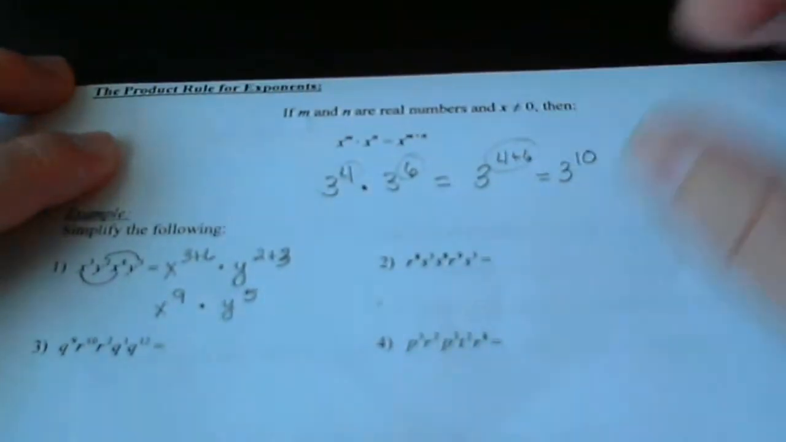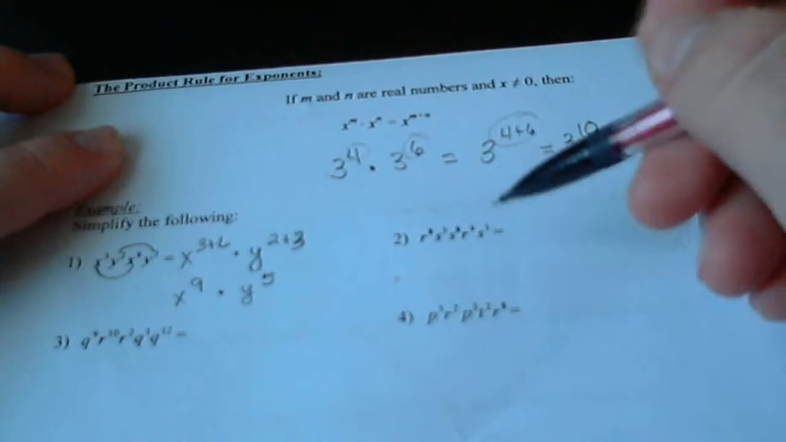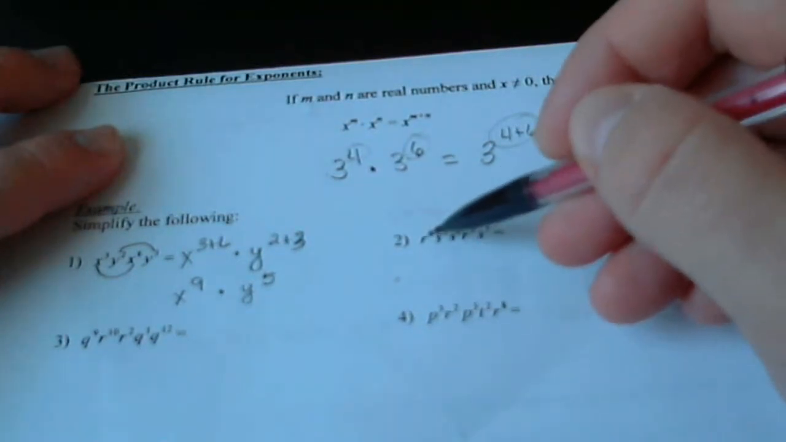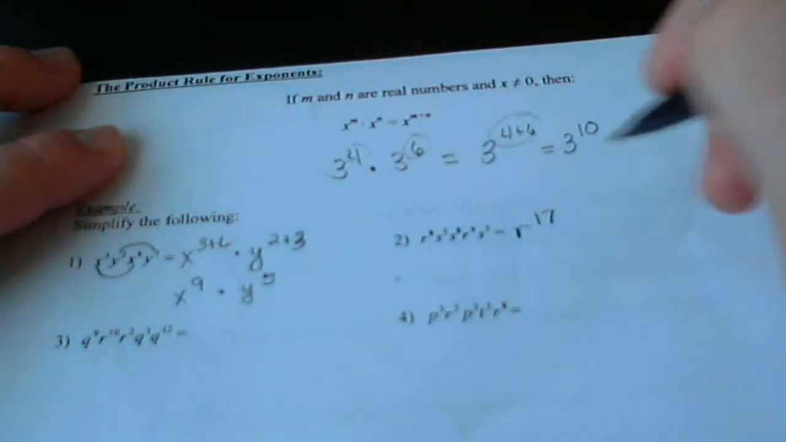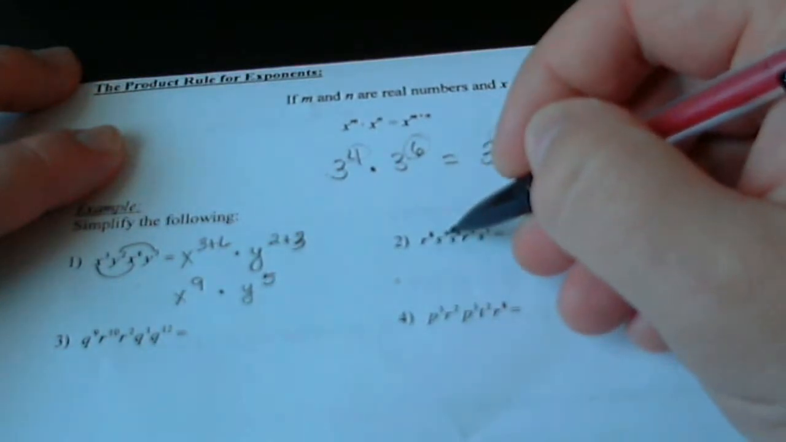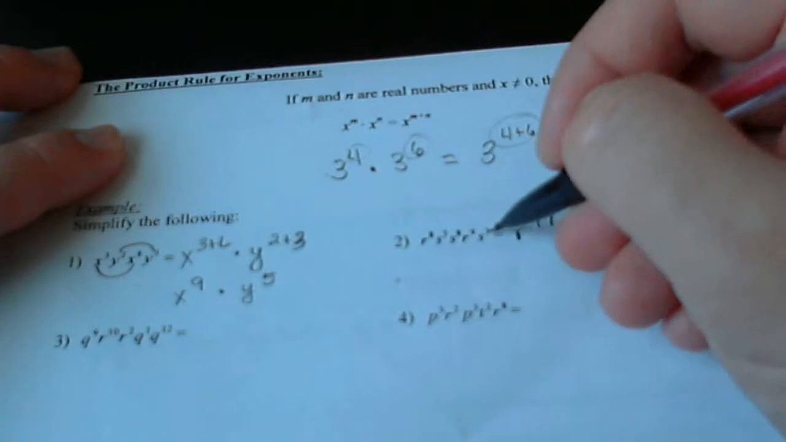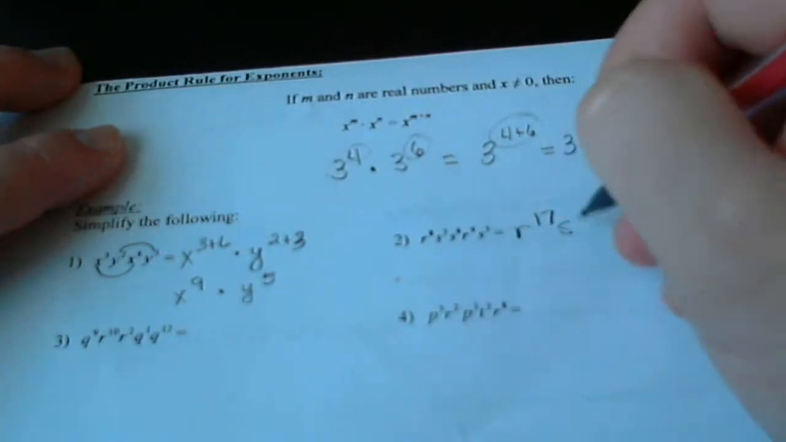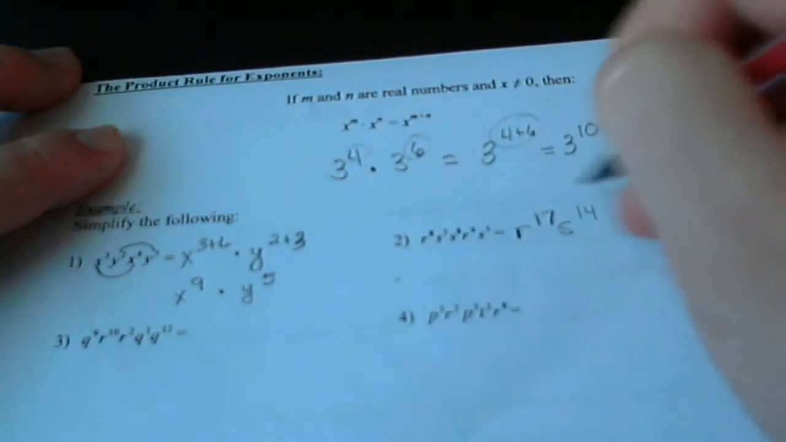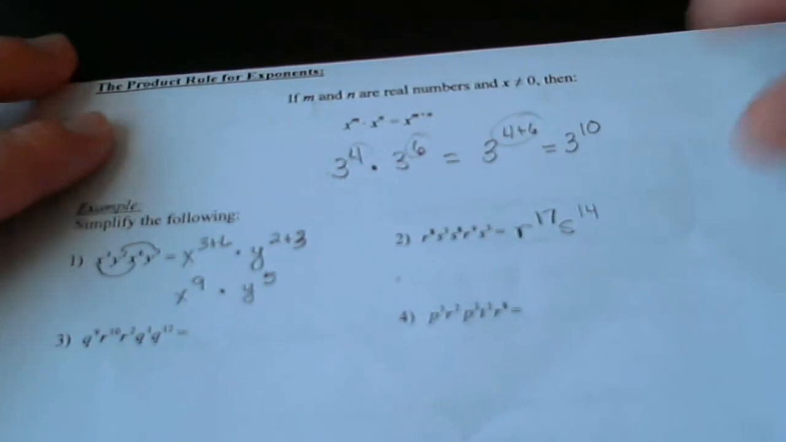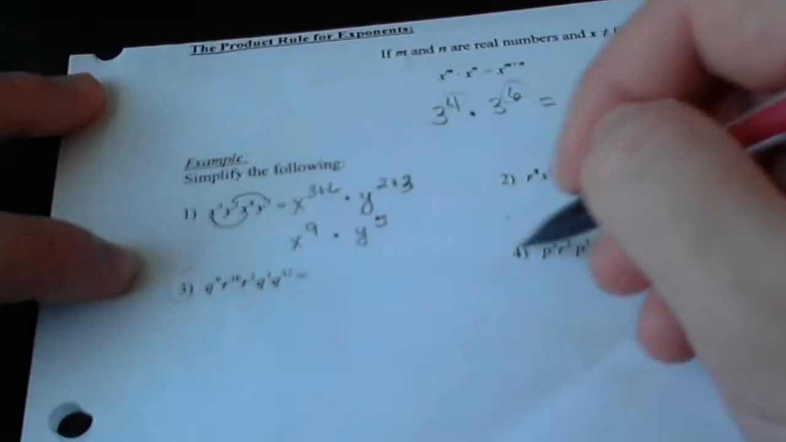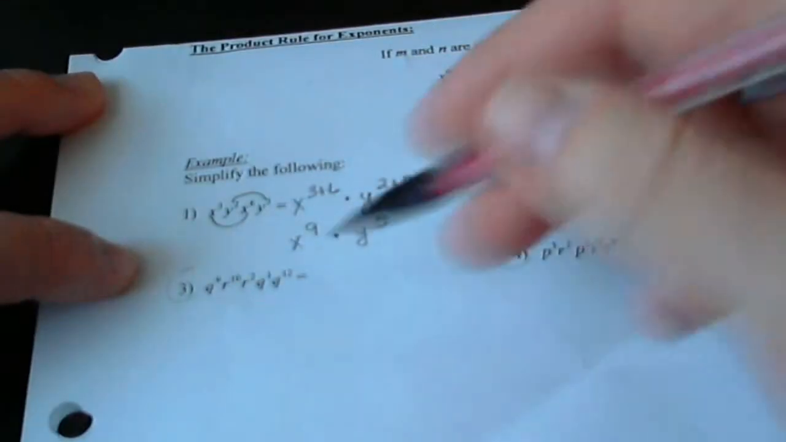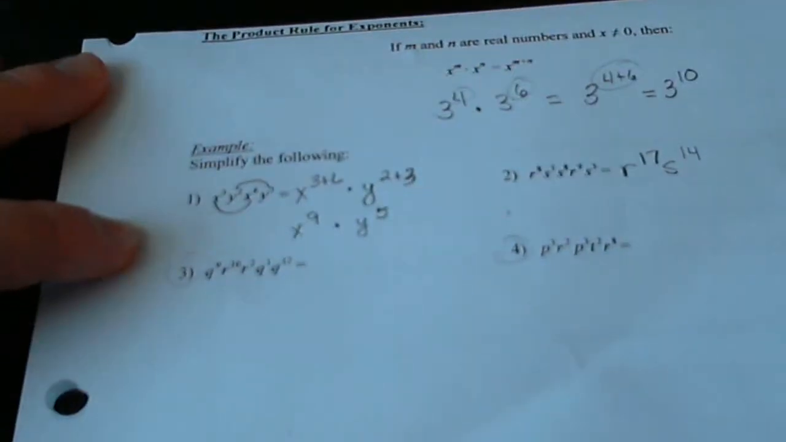Let's try number 2. We got r to the 8, s to the 3rd, s to the 8, r to the 9, s to the 3. Let's put the r's together. So we got 8 plus 9, which is 17, r to the 17, s to the 3 plus 8, which is 11, plus 3, which is 14, s to the 14th. And that is as simple as I can get. R to the 17, s to the 14th. Okay, we'll save numbers 3 and 4 for you, and that's where we'll start that concept in class.